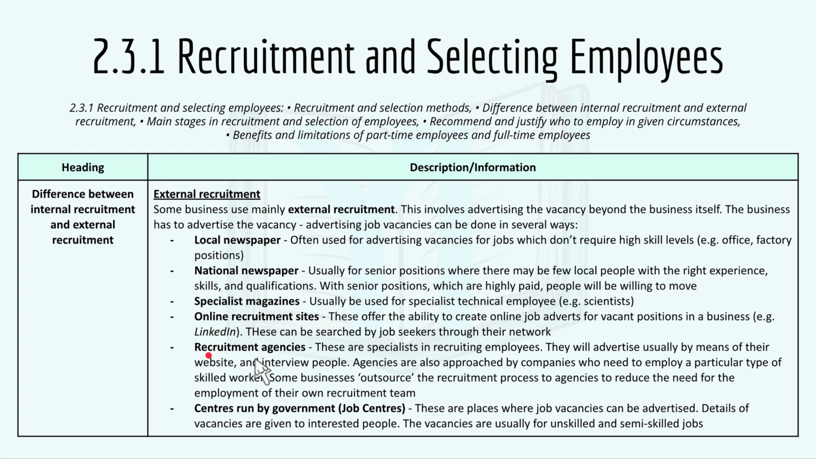Recruitment agencies are specialists in recruiting employees, and they will advertise usually by means of their website and interview people. And centers run by government, like job centers, are places where job vacancies can be advertised, and details of vacancies are given to interested people. The vacancies are usually for unskilled and semi-skilled jobs.